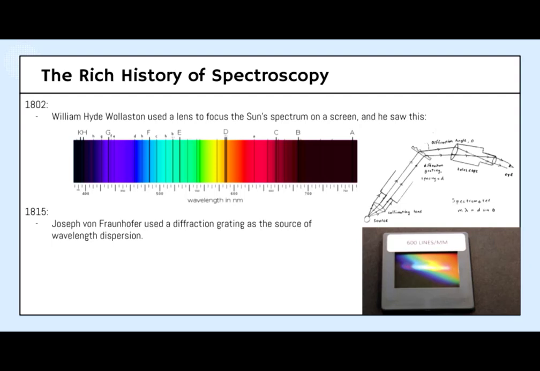Then, in 1815, Joseph von Fraunhofer used a diffraction grating as the source of wavelength dispersion. The interference achieved by the diffraction grating both improves the spectral resolution and allows for the dispersed wavelengths to be quantified. This version of the spectroscope is very similar to the one we made in class in terms of complexity.